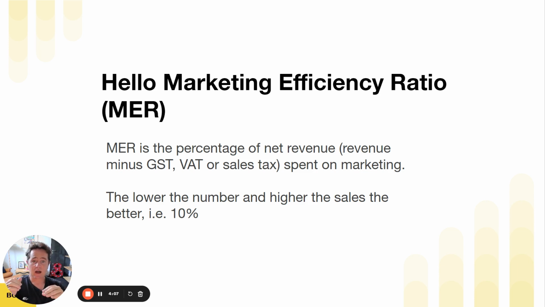And then we work out what we have spent on marketing, as a percentage. So let's say you've had $100,000 in revenue come in, and you spent $10,000, that's a MER of 10%. Now, the lower the number and the higher the sales, the better. That basically means you're spending less and you're getting more in.